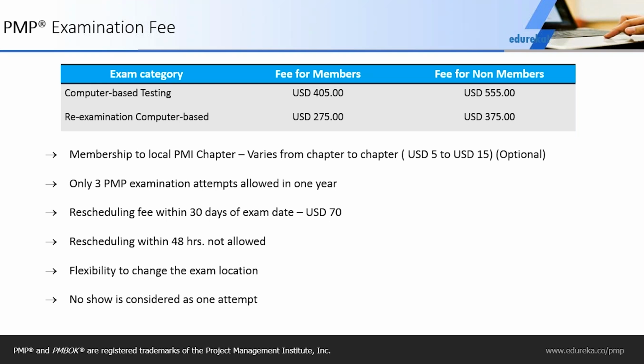If you reschedule the examination within the 30 days of the exam date, then you will have to pay $70 as a re-examination fee. Suppose today is 21st July, you submitted your application on 1st of August. You completed all the formalities and everything went smooth. On 6th of August, you received an email from PMI saying that your application and payment has been accepted.